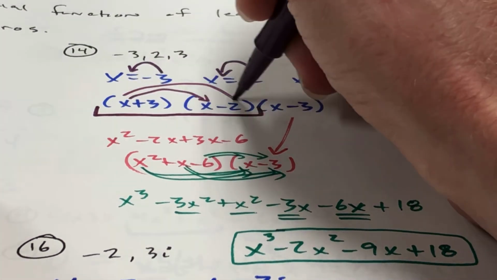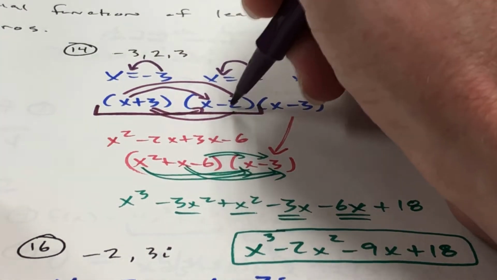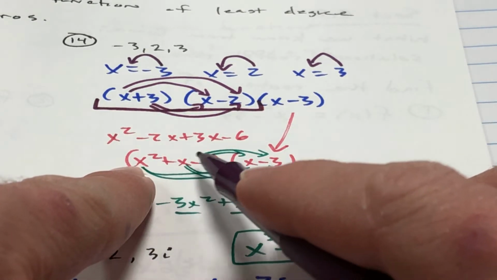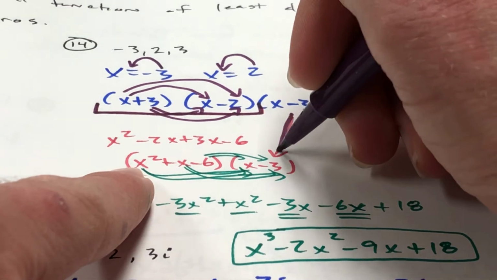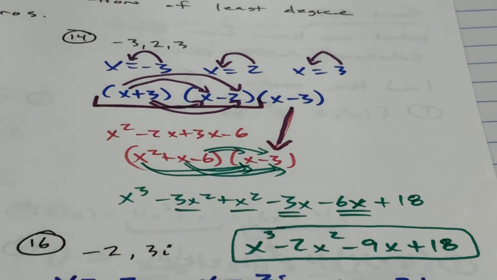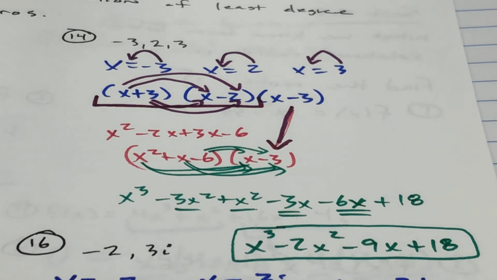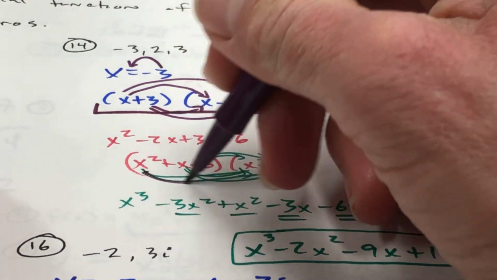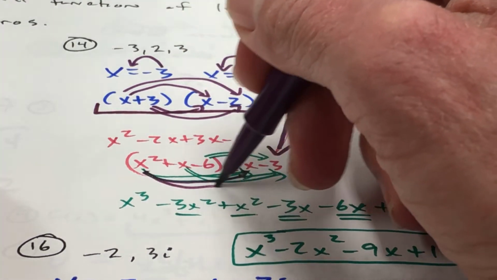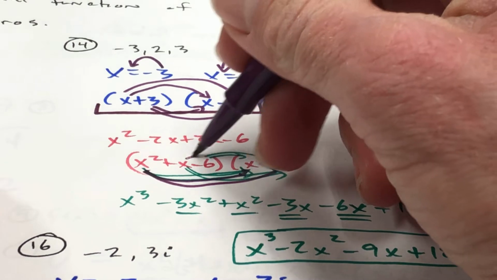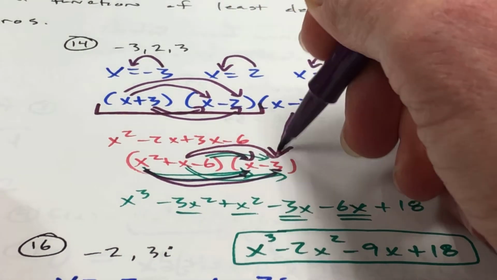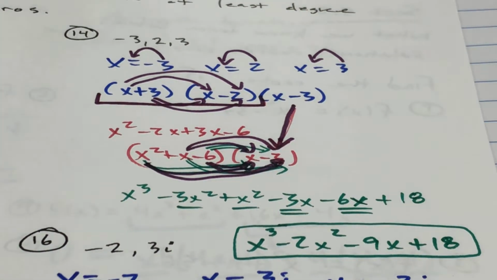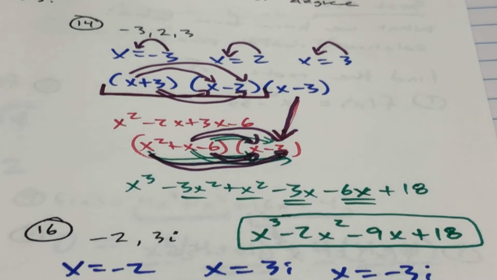X squared minus 2x plus 3x minus 6. And that breaks down to give you x squared plus x minus 6. And then I'm going to bring down this extra x minus 3. And like I had in the first game plan of the chapter, I'm just going to distribute. So, x squared times x is x to the third, minus 3x squared, plus x squared, minus 3x, minus 6x, and negative times a negative is a plus 18. Then I just combine like terms. All right.